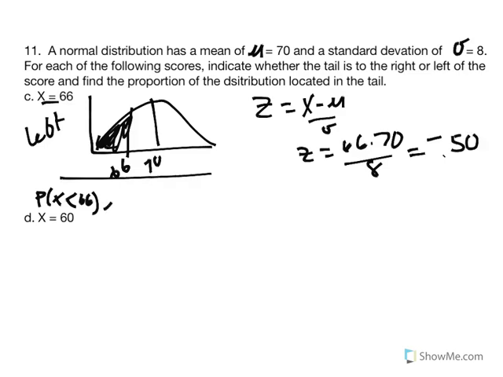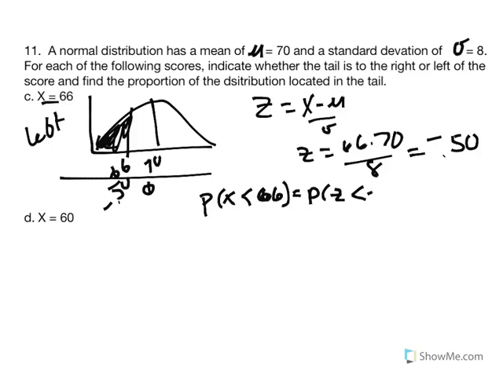So again, this would be negative 0.50. This would be 0. So we're going to utilize our unit normal table to then answer our probability statement. I'm actually going to move it over here since I have more room to the right. So let's rewrite that. It's the probability of obtaining an x value that is less than 66, a whole number, which is now the same as the probability of a z value less than negative 0.50. We're going to utilize our unit normal table.